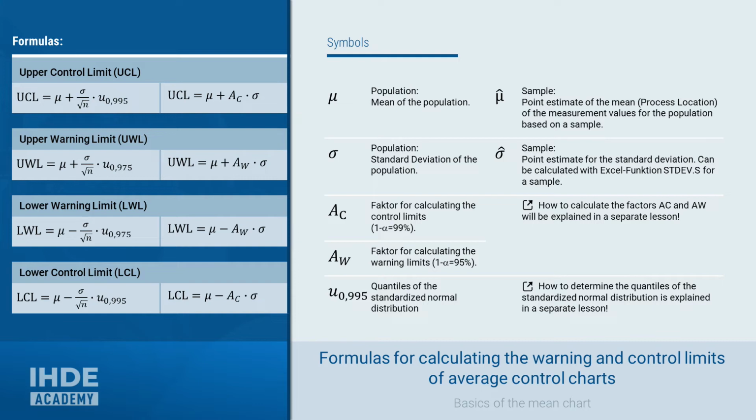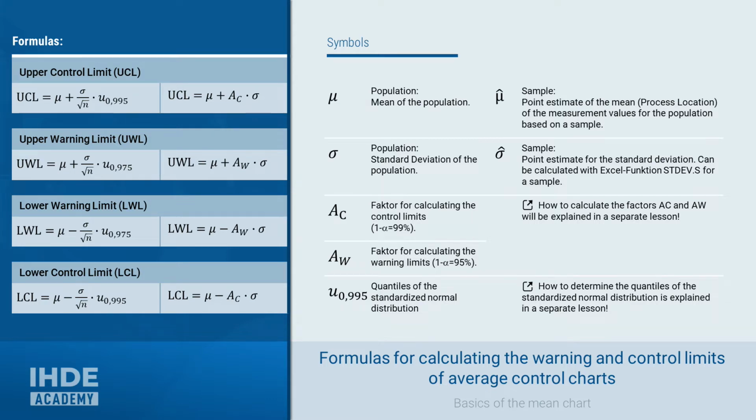Let's briefly review the meaning of the symbols in the formulas. Mu is the population mean, and mu hat is the mean of a sample, which is used to estimate the true value of the population. Sigma is the standard deviation, and sigma hat is the sample standard deviation.